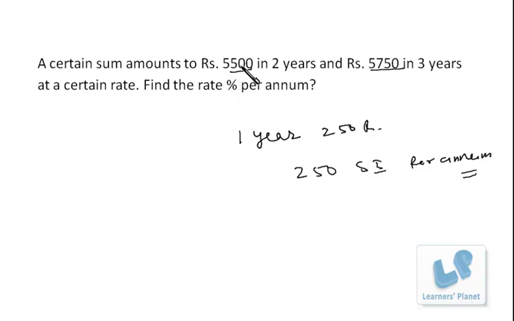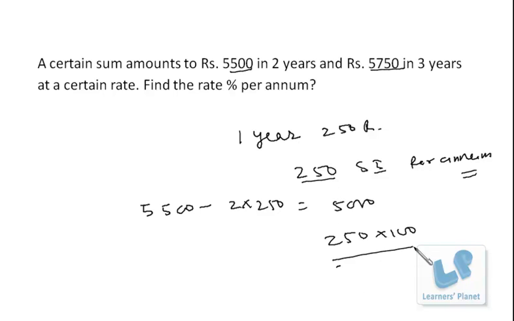That means in 2 years, 2 times 250 rupees were added to the principal. So if we deduct 2 times 250 rupees from this particular sum, then we will be getting the principal. So principal will be 5,500 minus 2 times 250, that is 5,000. Now 5,000 is the principal and 250 is the simple interest. Then what will be the rate of interest? We can just calculate it. It's 5% per annum, as simple as that.